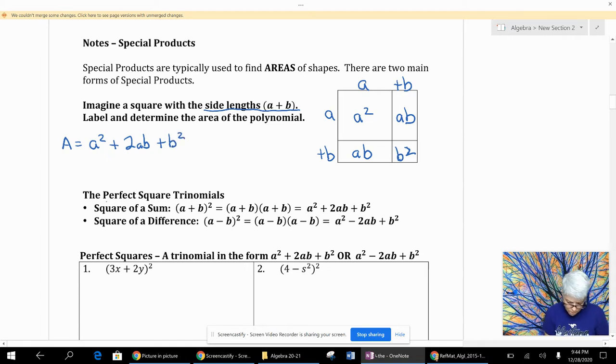Now this fits one of the patterns. It's called the perfect square trinomial pattern. And it's the square of sums because of the addition involved in it. If there was a minus sign in it, we'd call it the square of differences. You don't have to remember those words. Okay, so let me show you.